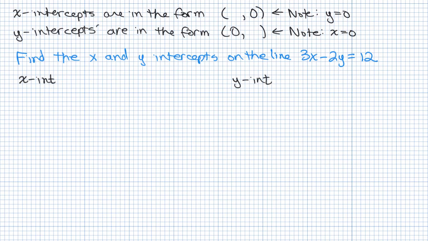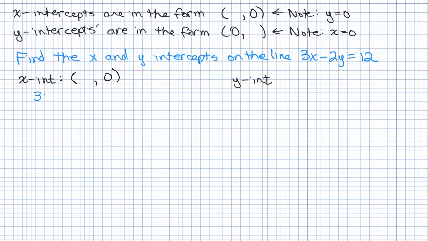Okay, so let's find the x-intercept first. Well, for the x-intercept, what do we know? We know half the answer. We know that the y-coordinate is going to be 0. So you know half your answer. Put in 0 for y right away. So remember, we're trying to find the x-coordinate here, right? We already know the y-coordinate.